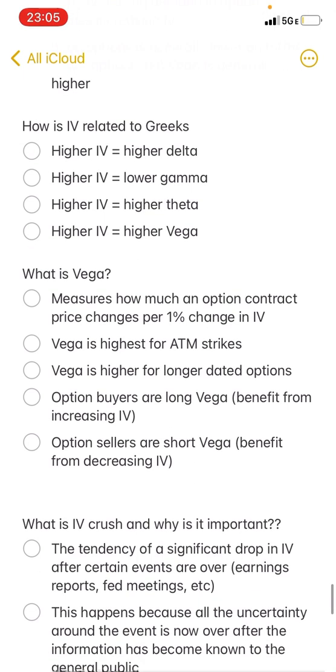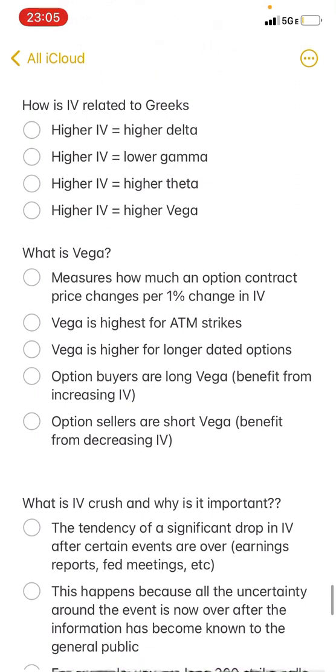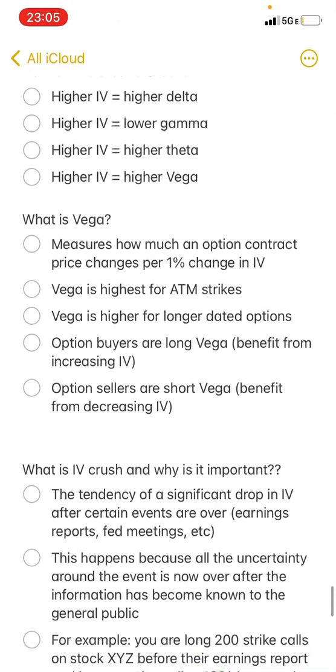So how is IV related to the Greeks? I think this is important to know as well. So higher IV means you're going to have higher deltas, okay? And vice versa, right? Higher IV means you're going to have lower gamma. Higher IV equals higher theta, vice versa, right? Higher IV equals higher vega, okay?